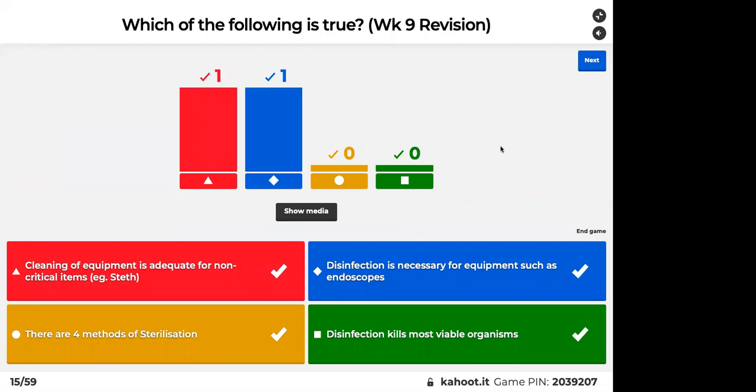Right, excellent. So all four of those are correct. To be clear, yes, cleaning definitely will prevent disease transmission, and it should occur prior to sterilizing or disinfecting procedures. It should be used for non-critical items that may be in contact with skin but not penetrate. So for example, stethoscope. There are indeed four methods of sterilization.